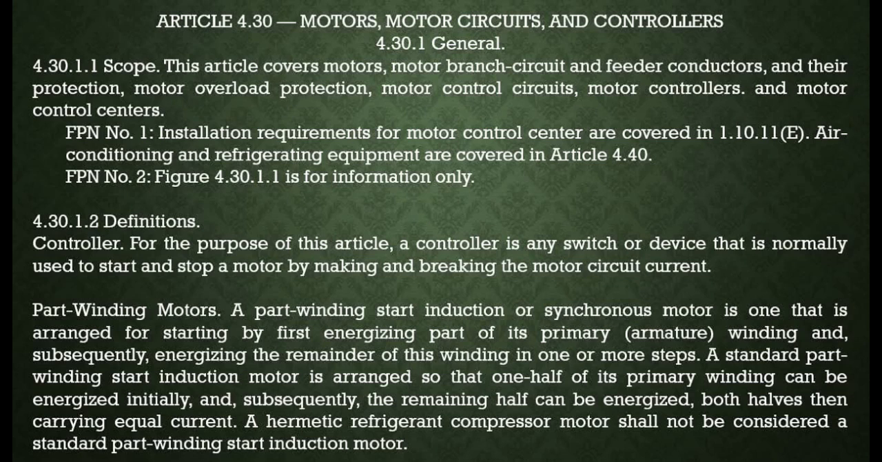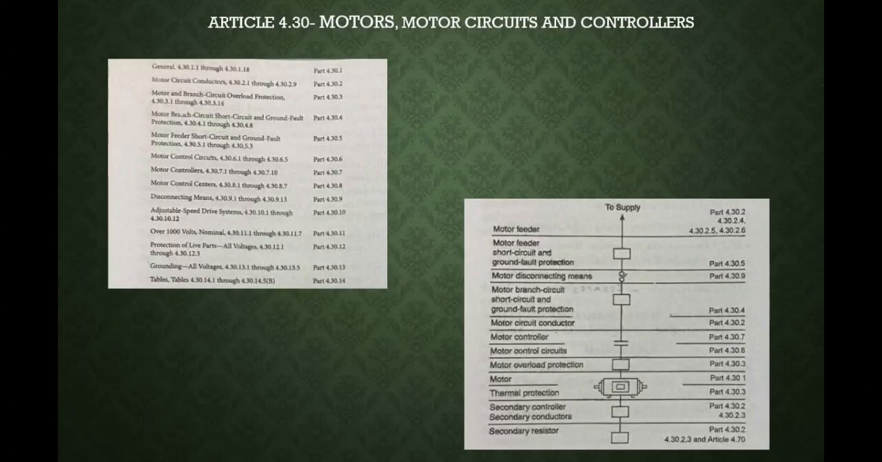The scope clarifies that motor control center installation is covered elsewhere in Section 1.10.11e, while air conditioning equipment follows Article 4.40. As you can see, this shows the overall structure of Article 4.30 on motors and motor circuits. The list on the left is the table of contents, from general rules to grounding and tables. The diagram on the right traces the motor's power path, highlighting each protection and control element in order.